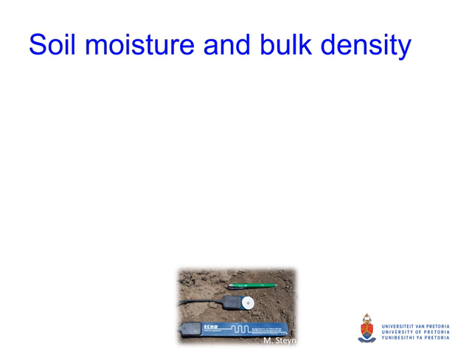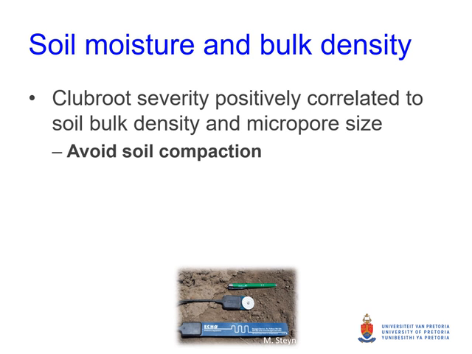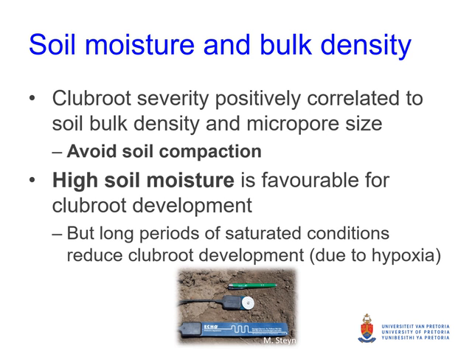Soil moisture and bulk density are also important in terms of movement of the pathogen through the soil and infection of root hairs. It has been shown that clubroot severity is positively correlated to soil bulk density and micropore size. So growers should avoid planting in areas with compacted soil or waterlogged soil. High soil moisture is favorable for clubroot development. However, if saturated conditions occur for an extended period of time, this can actually reduce clubroot development due to conditions of hypoxia, in other words, lack of oxygen.